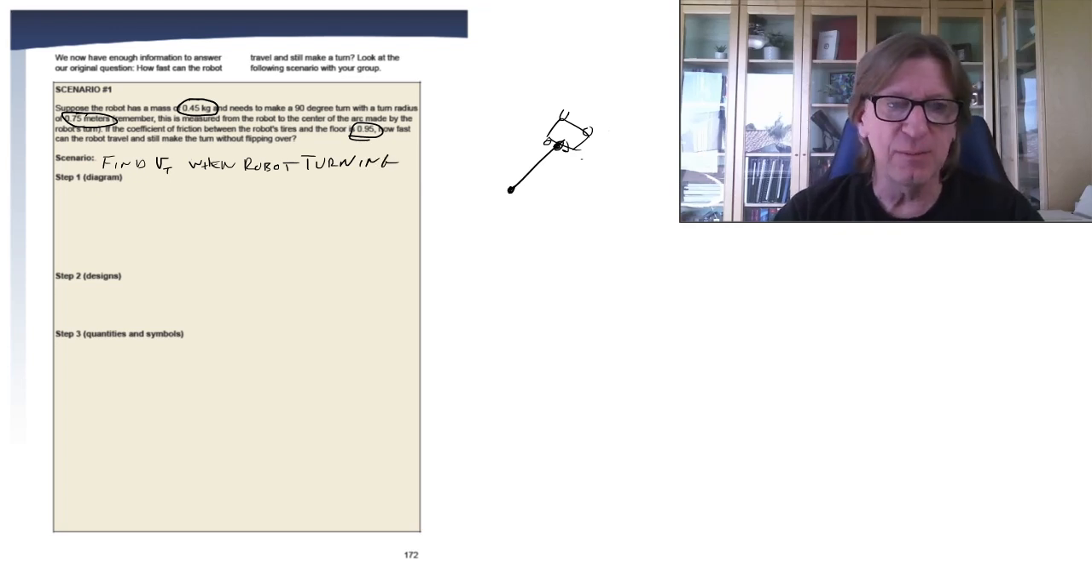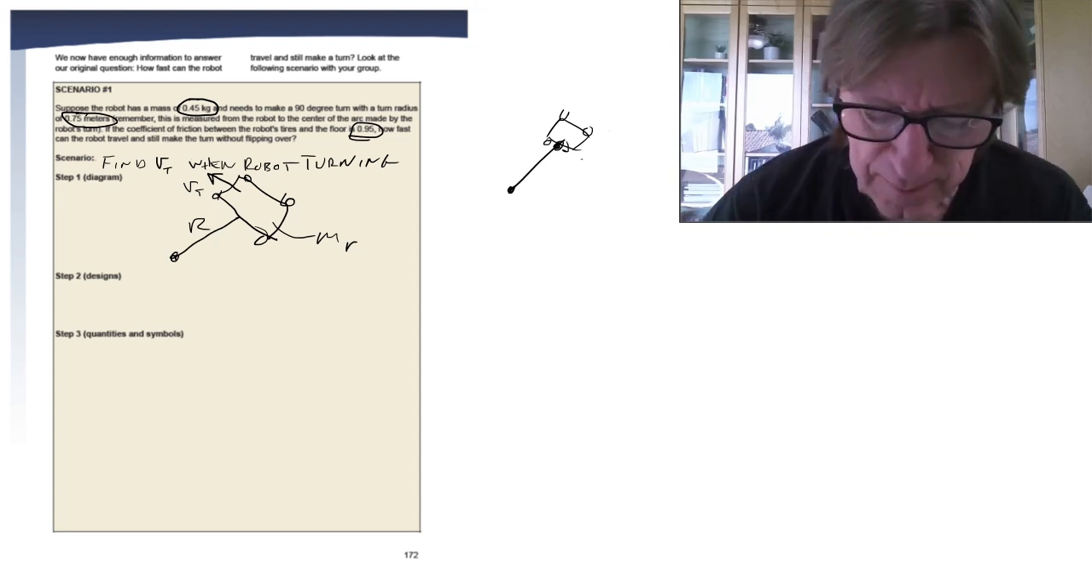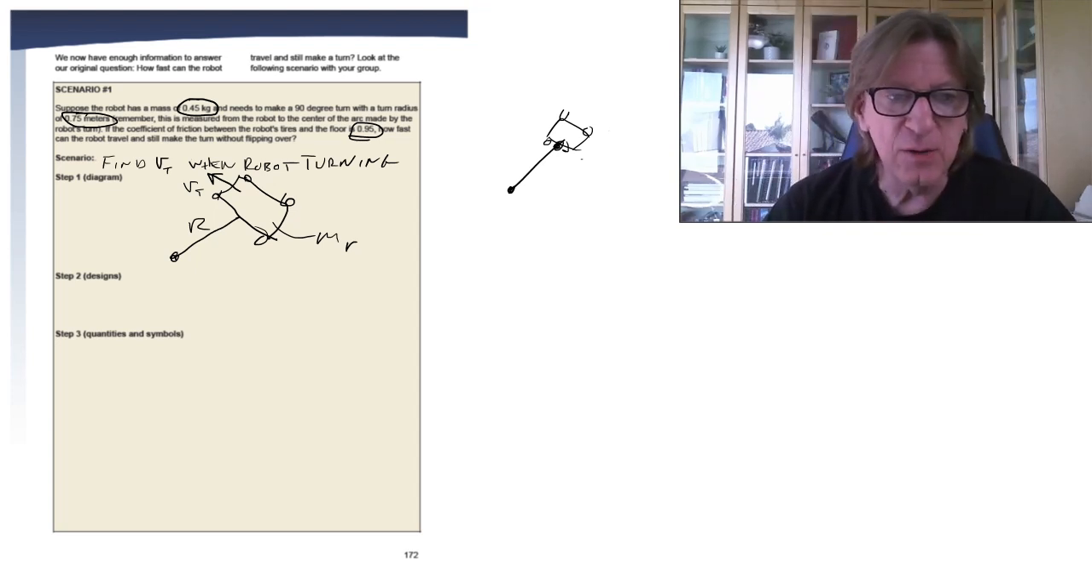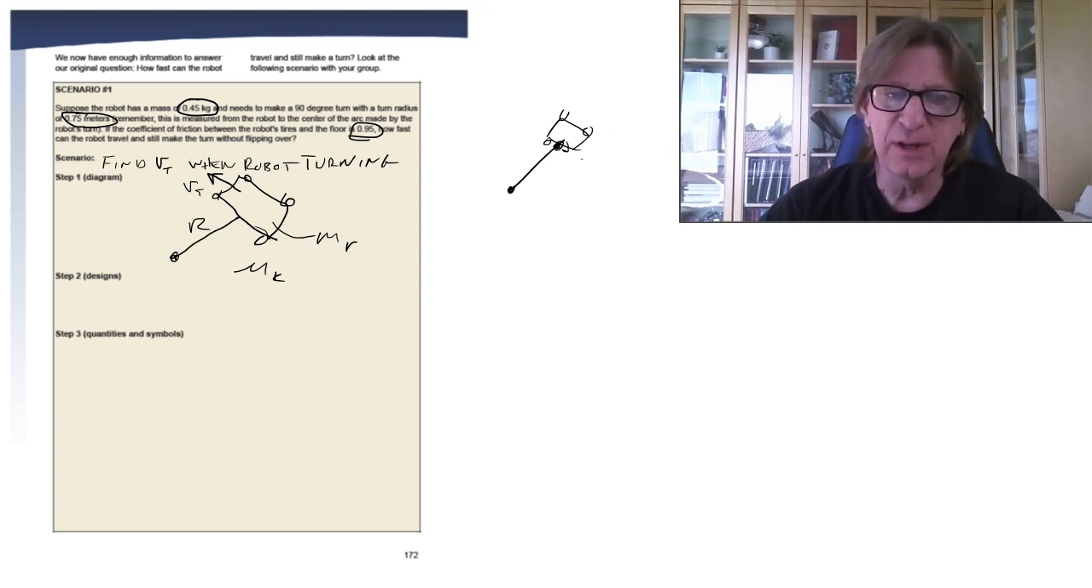So we're going to have our diagram here, and we're just basically going to have what we have over here. So here's my robot, and I know that this is R right here, and I know that it's moving with some velocity v_t that I don't know what that is, and I also know that my mass of the robot is here. And the last thing I know is that my coefficient of friction is given to me. All right. So we'll record all of these values down in our step 3 here in just a minute because we're a little short on space here.